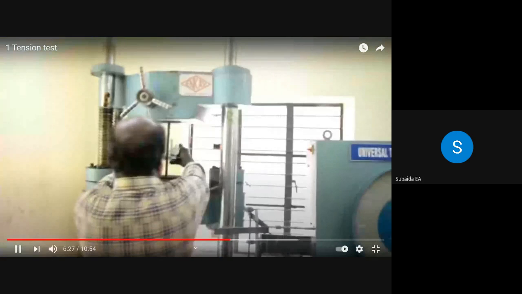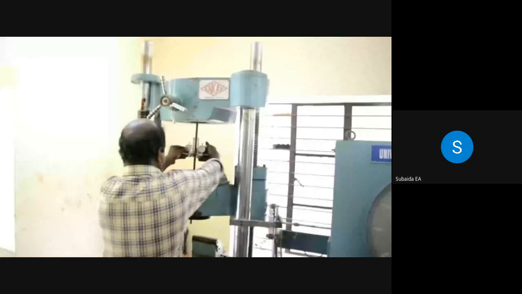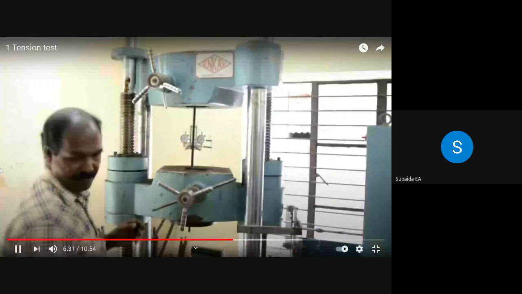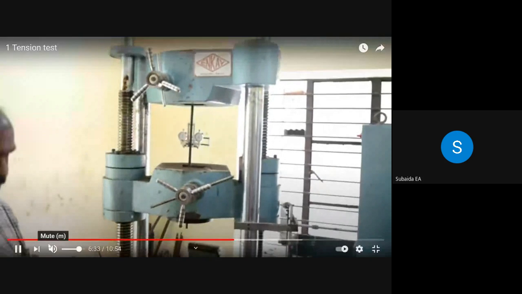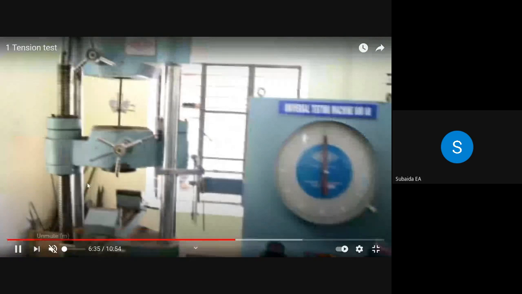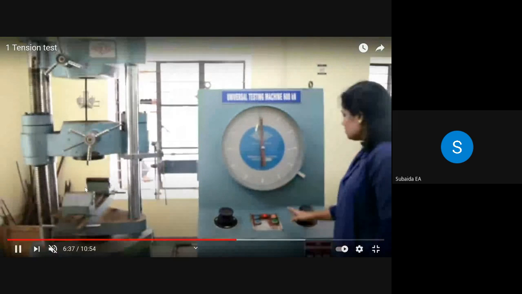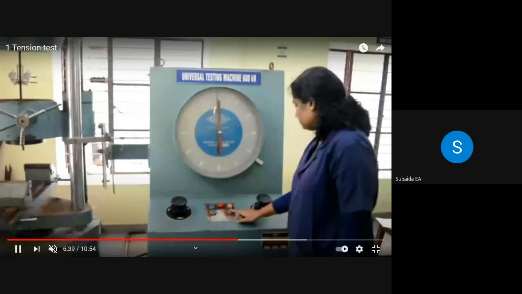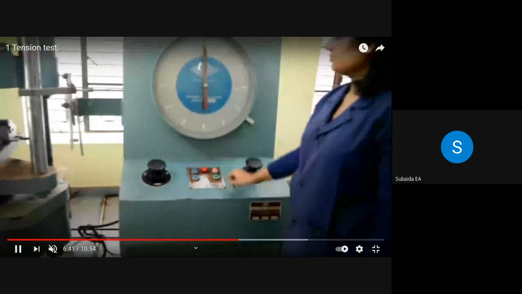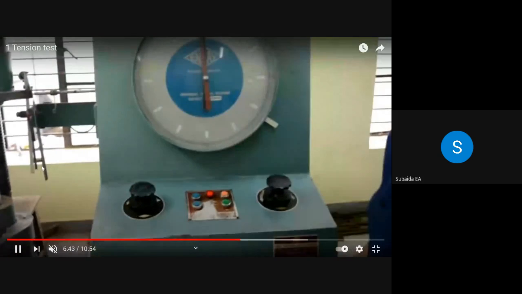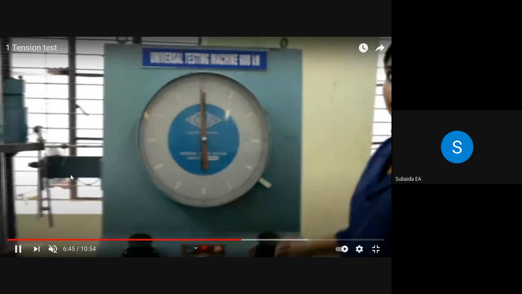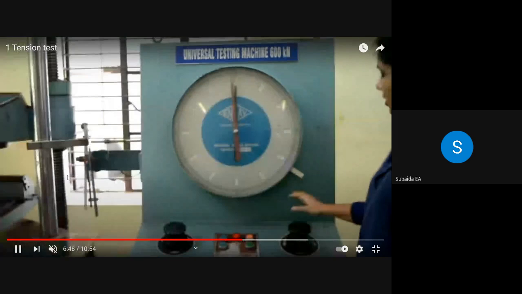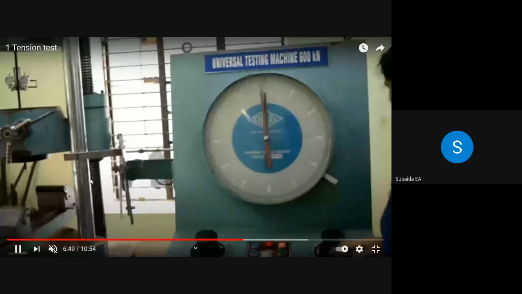The elongation readings are taken for 2 kilonewton interval. Now, after taking the sufficient readings, we have to remove the extensometer. See here, the extensometer is also slightly different. This has got two dial gauges, and they will take both the readings and take the average. For our case, we have only one dial gauge, so there is no need of taking the average. That is the difference.